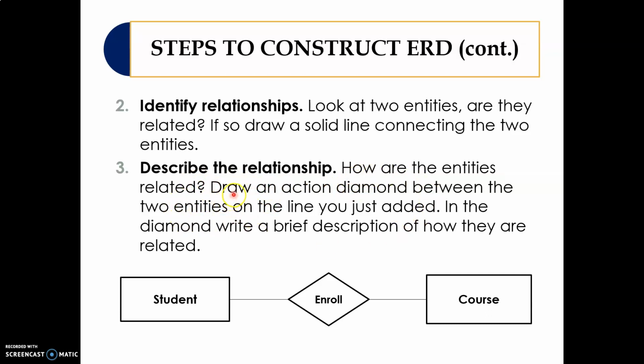Draw an action diamond between the two entities, on the line you just added. In the diamond, write a brief description of how the two entities are related. For example, here it is student, enroll, course.